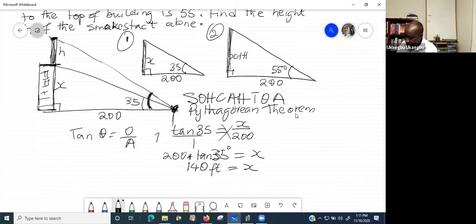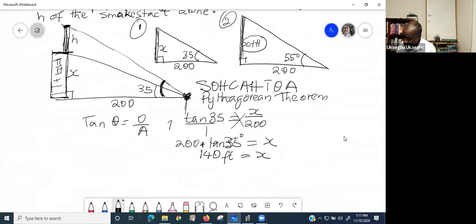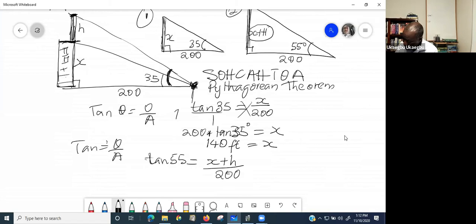All right? So now, remember the question says find the height of the smokestack, not the height of X. But that's going to help you when you come here. So let's go to triangle two. Triangle two says the same, tangent too. Tangent is opposite over adjacent, so tangent of 55 is equal to X plus H divided by 200, okay?